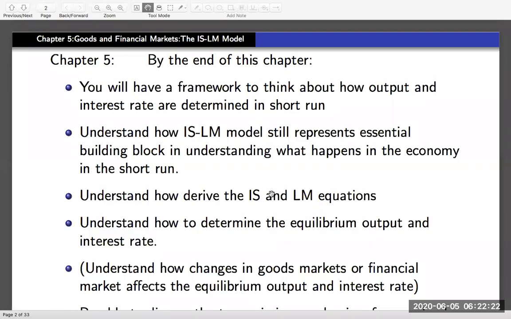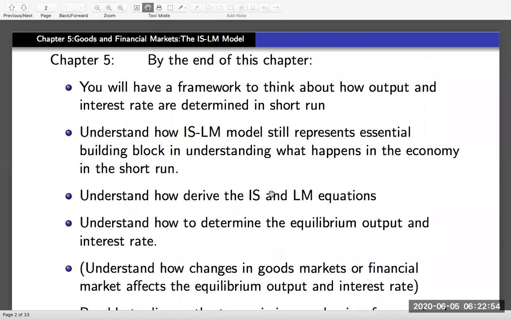Right. So in this chapter 5, you will have a framework to think about how output and interest rate are determined in the short run. So remember that in chapter 2, we just discussed the main fundamental economics objectives. We discussed the definition of macroeconomics variables like inflation, unemployment, and GDP. In chapter 3, we discussed the goods market in a closed economy versus an open economy. Then we spoke about various levels of multipliers.